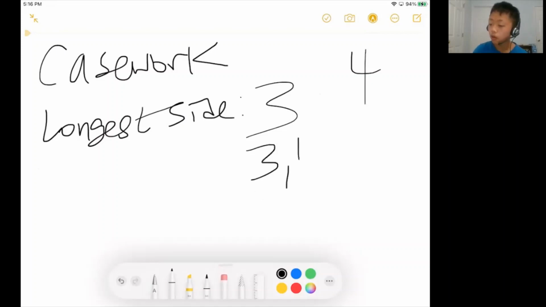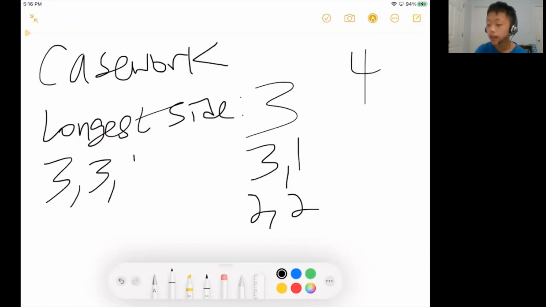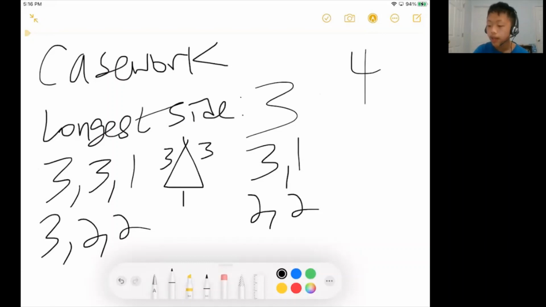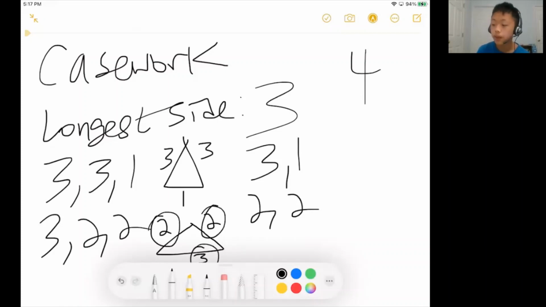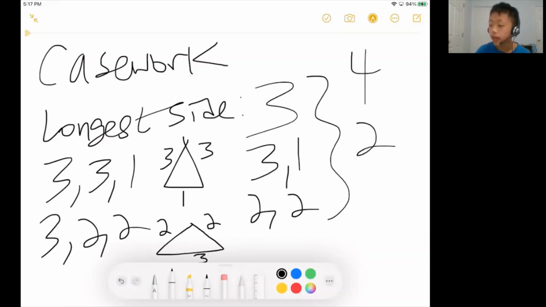We can have 3 and 1, or 2 and 2, right? Notice that both of these satisfy the triangle inequality. For example, 3, 3, 1 and 3, 2, 2. These are the 2 cases we found. We can draw a triangle of side lengths 3, 3, and 1, and similarly 2, 2, and 3. The reason 2, 2, 3 satisfies the triangle inequality is that if you add the 2 shortest lengths, 2 and 2, that's 4, which is greater than 3. So we can form the triangle. That means we got 2 possibilities in that case.